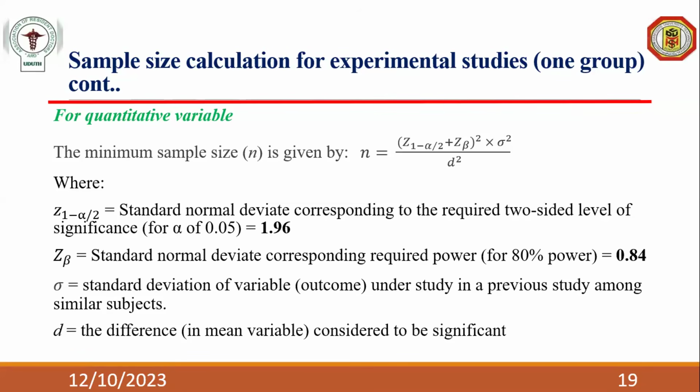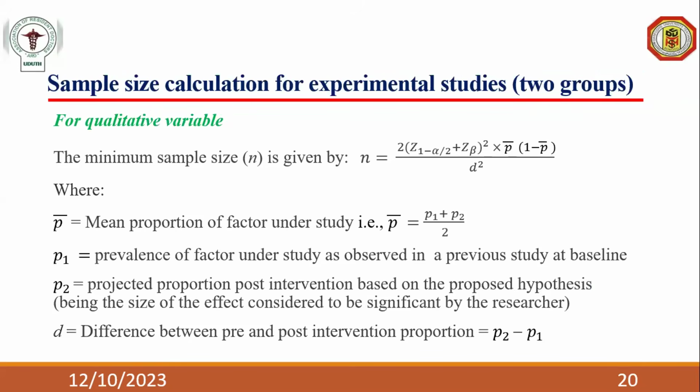Then D is the difference in mean variable considered to be significant. So what is this difference that you think will be a significant difference between the two measurements after you have given your intervention? So the next one, sample size calculation for experimental study for two groups. Now, if you have two groups, group 1 and group 2, a study group and a control group, but an experimental study or an interventional study.